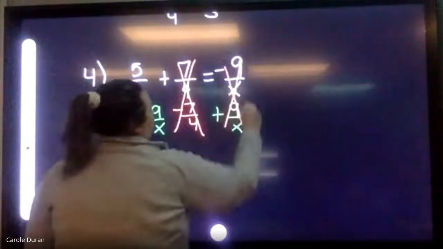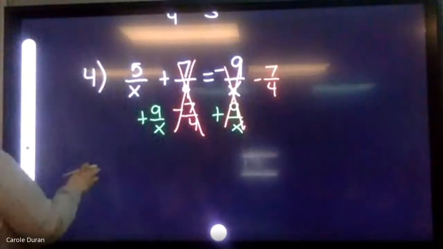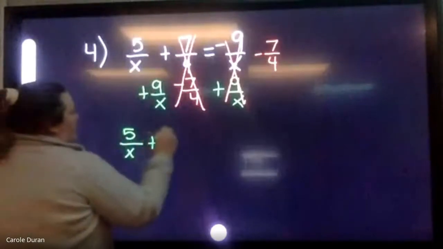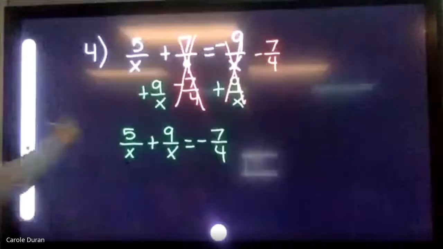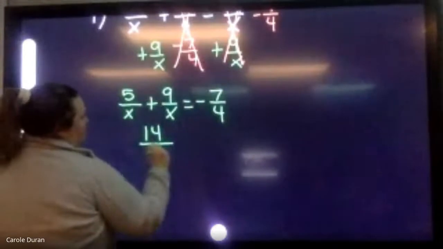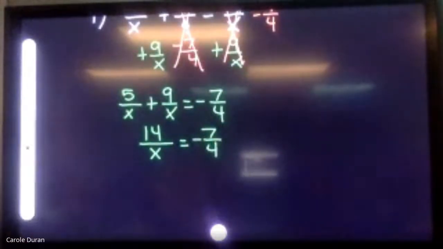That's a wonderful idea. Then I don't have to do any multiplication to get a common denominator because I have 5 over x plus 9 over x equals negative 7 over 4. I can automatically put those two together. And then we can jump straight to the cross multiplying.